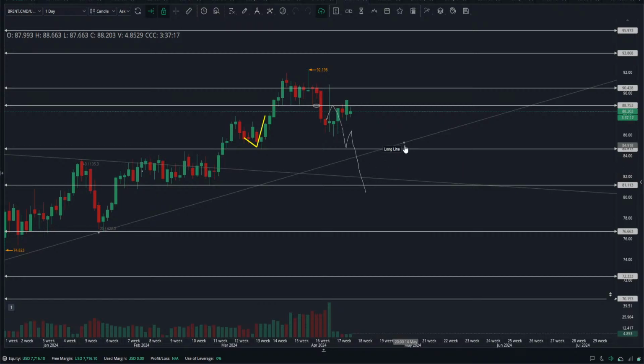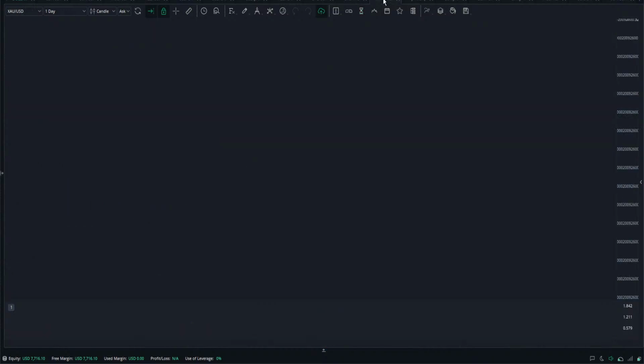So I'm just waiting for 84.61 to break, and then price breaks 81.11, and then it moves to 76.66. This is what I'm expecting in this one.